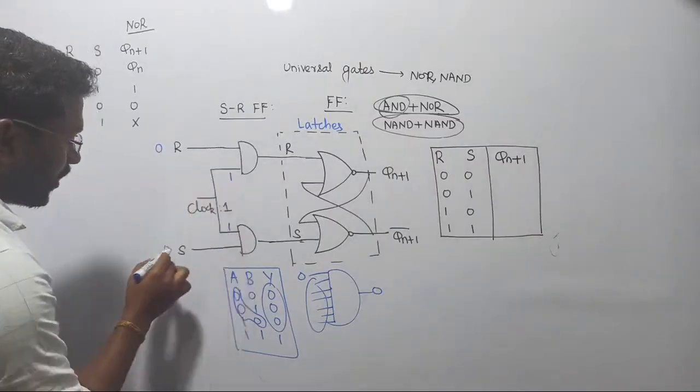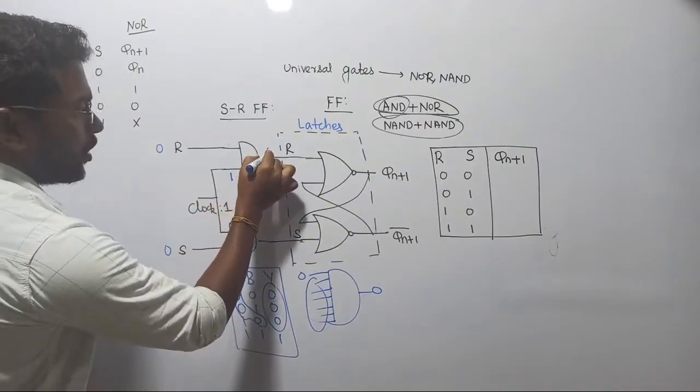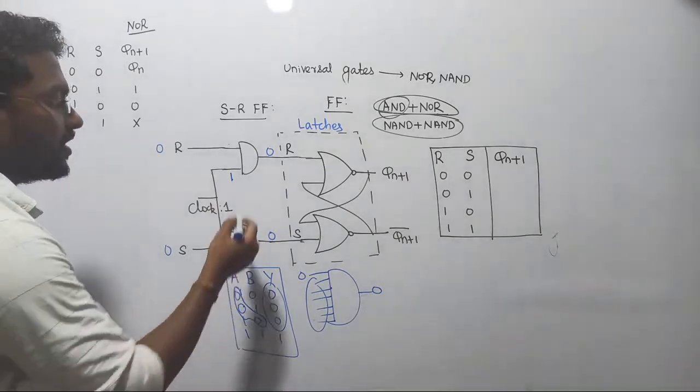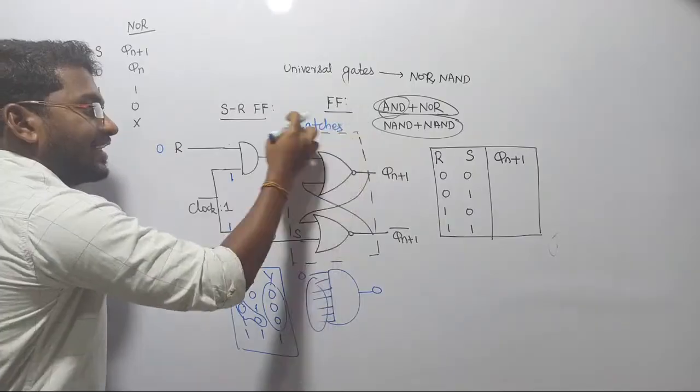This 0 will enter here, this 0 will enter here, such that 0 into 1, here also 0 into 1 will give you what? 0. Because 0 into 1 will always be 0 in the output line. See there, if both are 0 0, immediately 0 and 0 will enter into the latches.